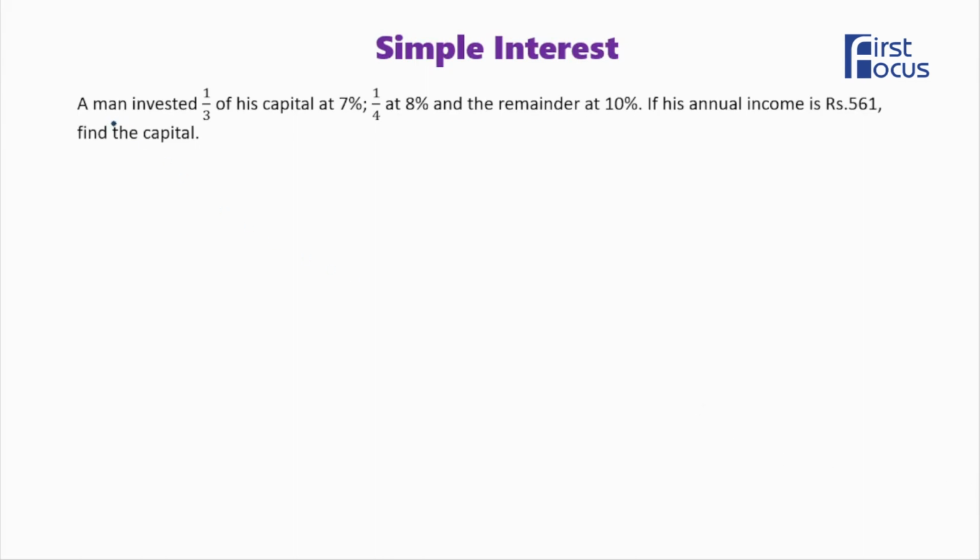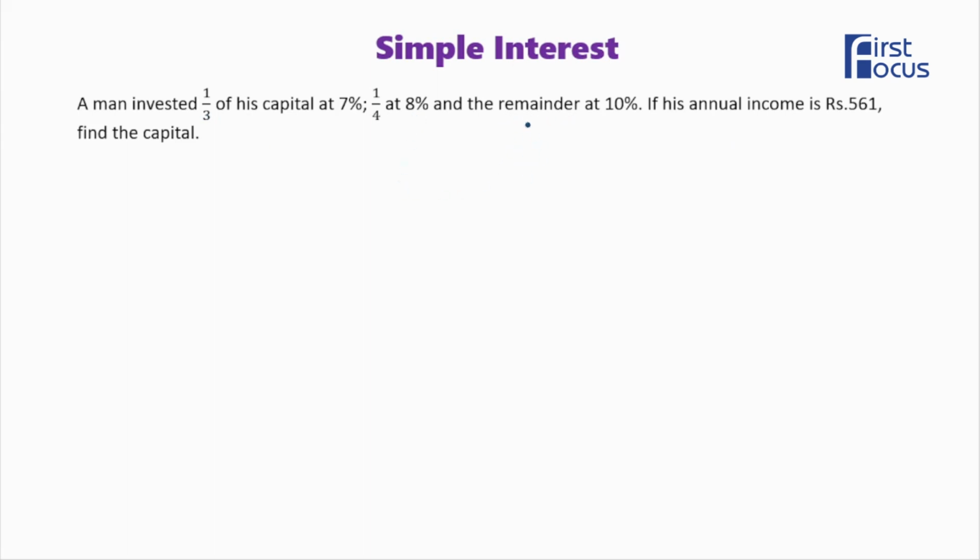See this problem. A man invested 1 by 3 of his capital at 7%, 1 by 4 at 8%, and the remainder at 10%. If his annual income is rupees 561, find the capital. Here they have given 3 investments, and the outcome of these 3 investments is his annual income, that is 561. Here they have given us annual income, so the time period is 1. Here we have 3 principals, 1 by 3 of the capital, 1 by 4 of the capital, and the remainder.